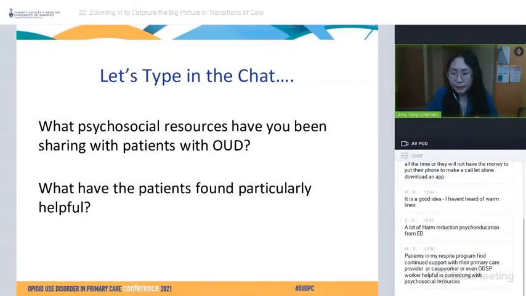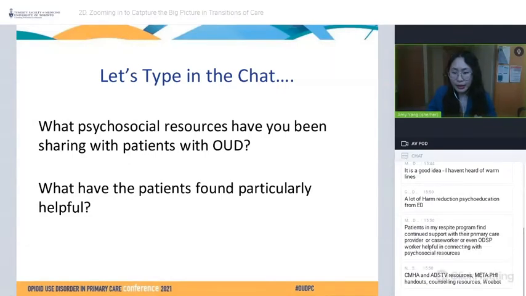Patients in my RESPECT program find continued support with their primary care provider or caseworkers or even ODSP worker helpful in connecting with psychosocial resources. Amazing. Yeah, thank you so much for sharing that. CMHA, MetaFee handouts, counseling resources, Wobot. I haven't heard about Wobot, so I'm going to write that down. And in terms of MetaFee, I think we're going to talk about RAM Clinic, so kind of related, and Tianna will talk about that also. And please do continue typing in the chat.